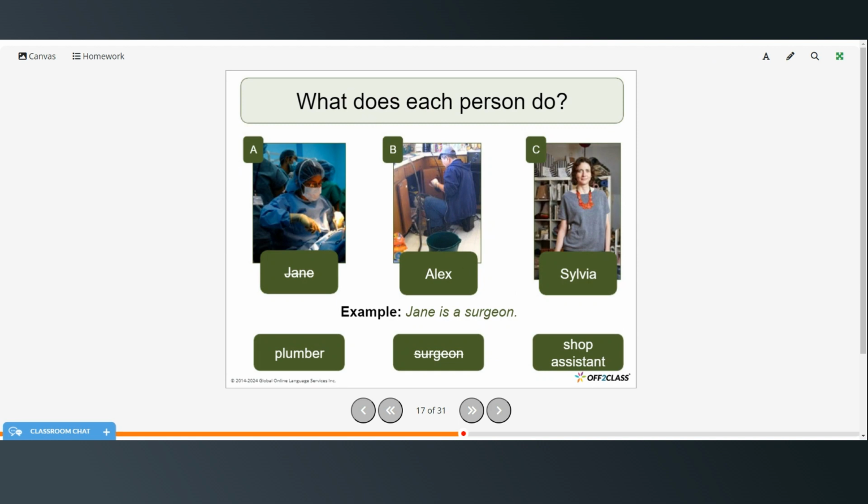All right, what does each person do? So here we have Jane is a surgeon. So what about Alex? Alex is a plumber. And Sylvia is a shop assistant.